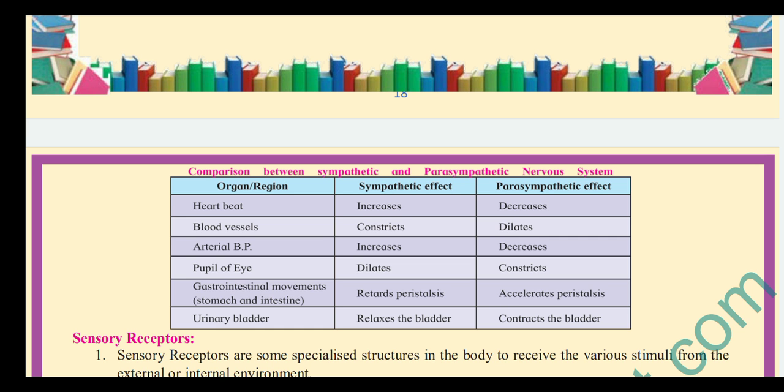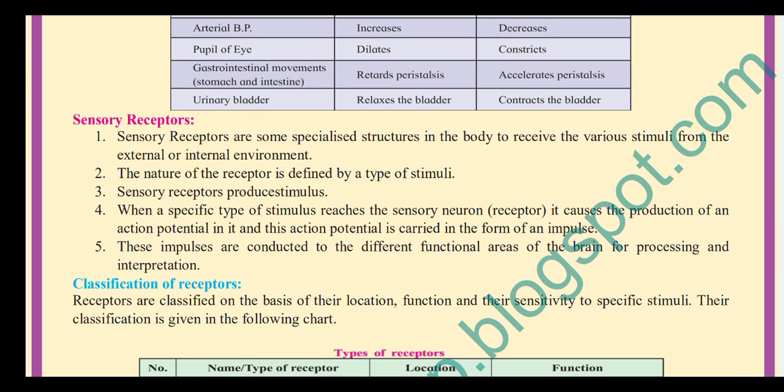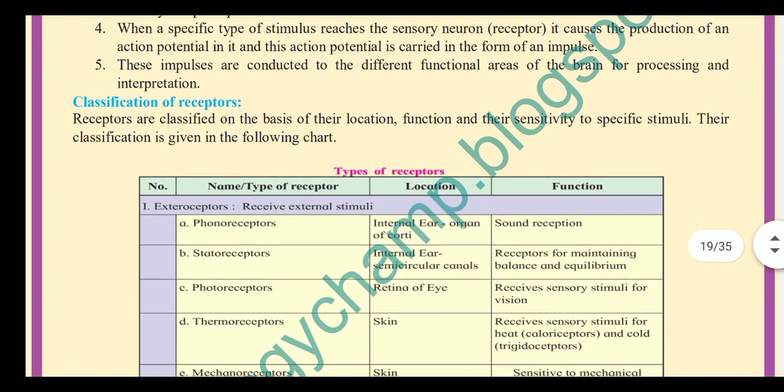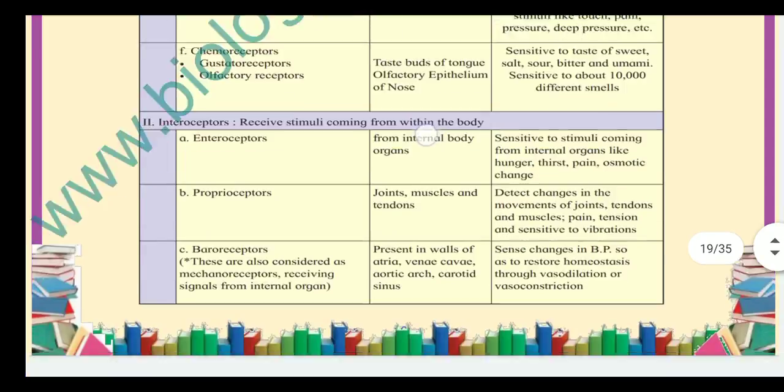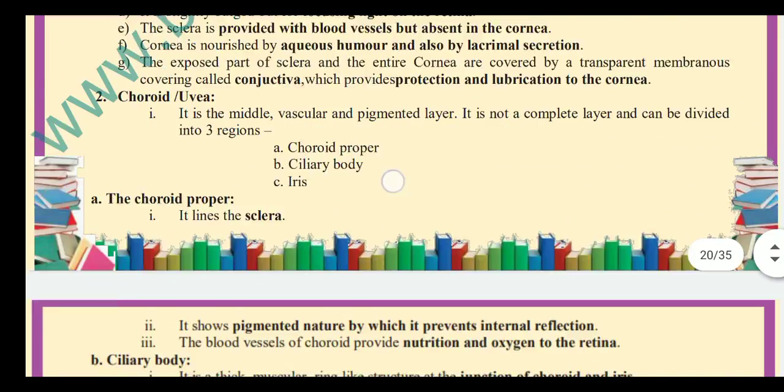Gastrointestinal movements, that is peristaltic movements: the sympathetic system retards peristalsis, that means when food is passed, and the parasympathetic effect accelerates peristalsis. For the urinary bladder, the sympathetic system relaxes the bladder, that is for the storage of the urine, and the parasympathetic contracts the bladder, that is to pass the urine. Part of the sensory receptor is reduced for this. So we are just going to turn directly to the disorders.